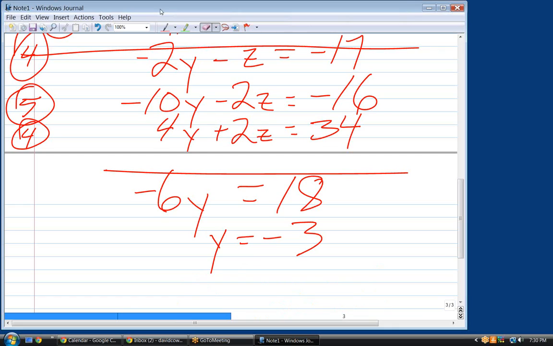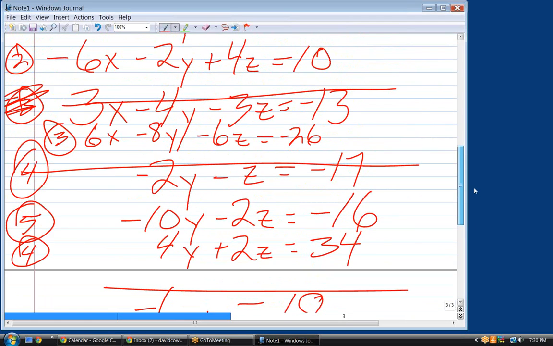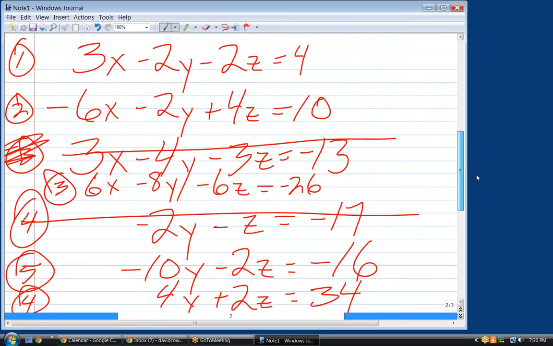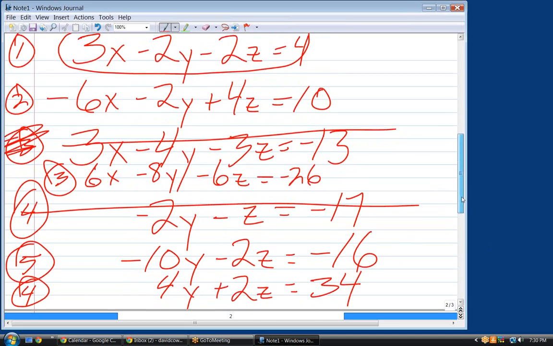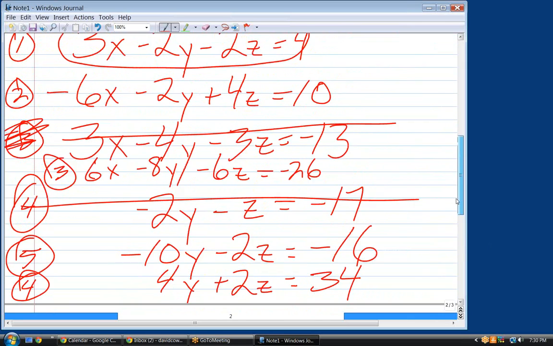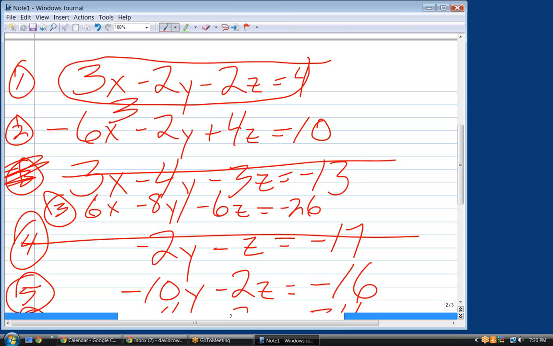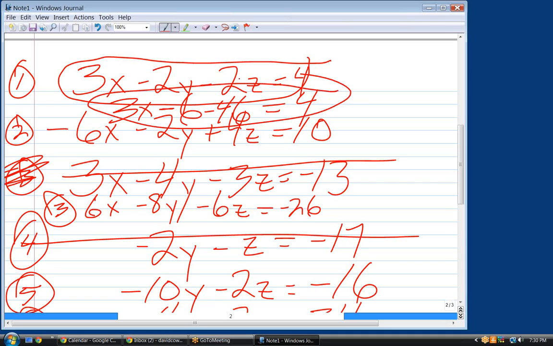Okay, so z equals 23, and now how can I solve for x? So then plug in both the y and the z. Right, into whatever. The simplest one looks like this one. It's got a bunch of small numbers, bunch of positive coefficients. So what was y again? Minus 3 and plus 23. So it would be 3x minus 6 minus 46 equals 4, and now just solve that for x, and you have x, y, and z.